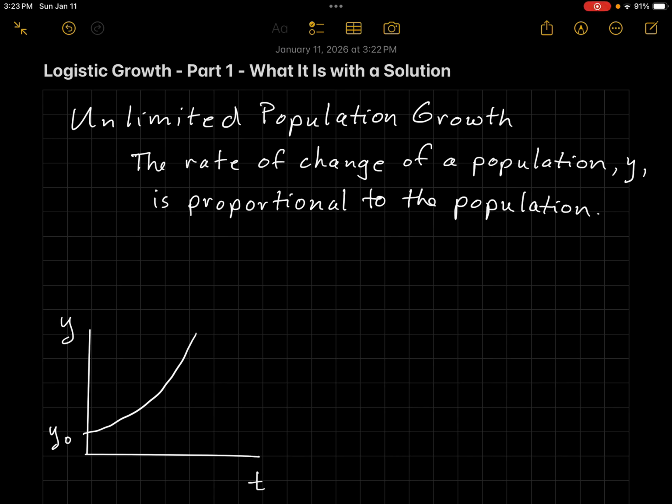Logistic growth part 1. What logistic growth is with a solution. Before we get to logistic growth, let's talk about exponential growth or unlimited population growth.